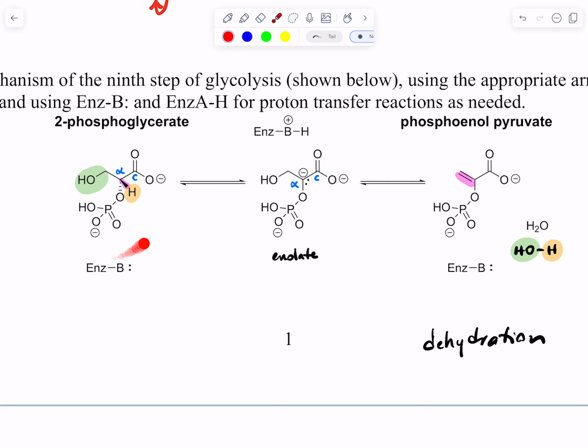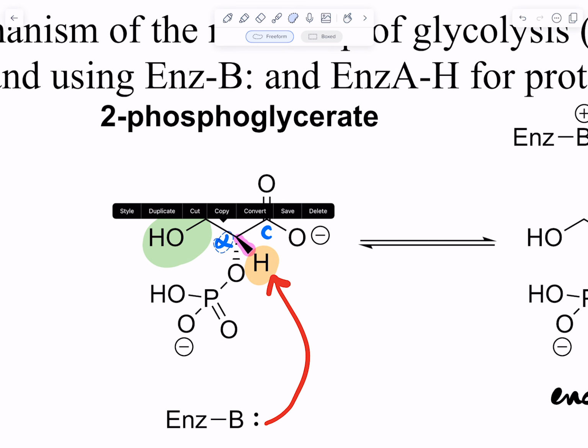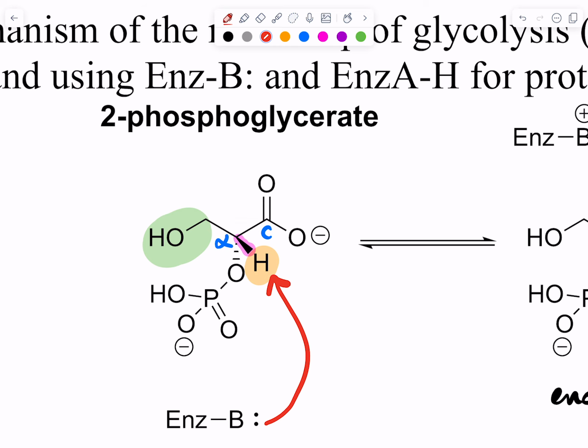To get from the starting 2-phosphoglycerate to this intermediate, what does it look like I have to do? Deprotonate. So from the base to the hydrogen. Now, what do I do with the pink electrons that are the ones in the carbon-hydrogen bond? Where do those go? They can go onto the alpha carbon.